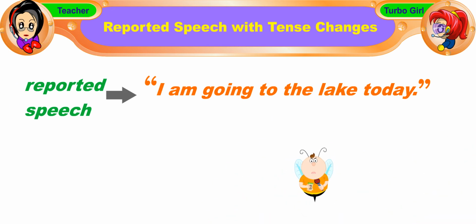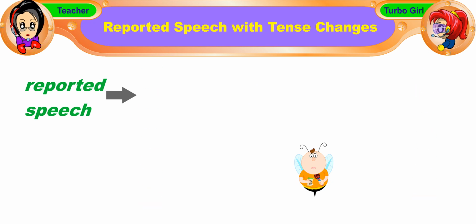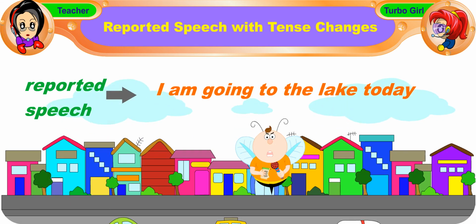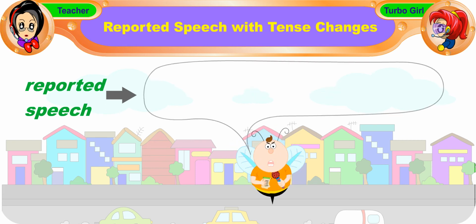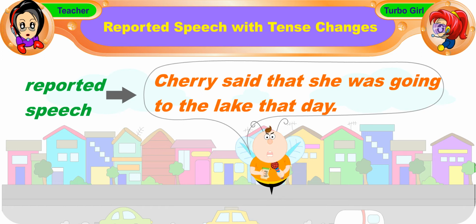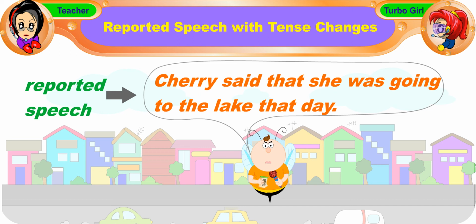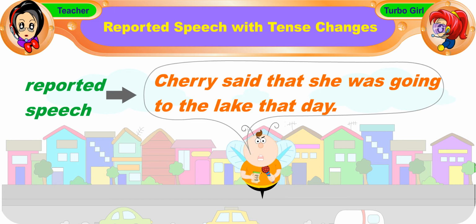In reported speech, we do not use the quotation marks. In addition, we need to change some of the words the person said. This is because another person may report the words at a different place and time. For example, Cherry said that she was going to the lake that day. If we use our common sense, these changes are quite easy to remember. Let's look at them one by one.